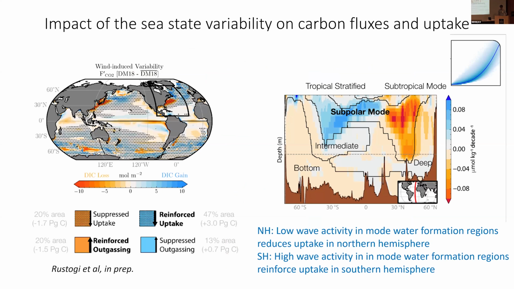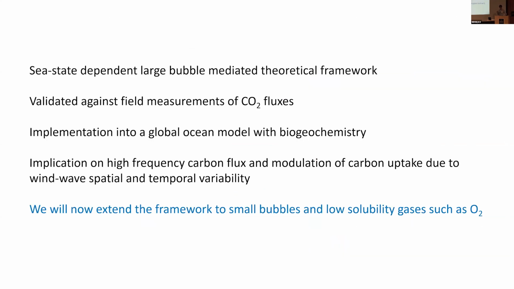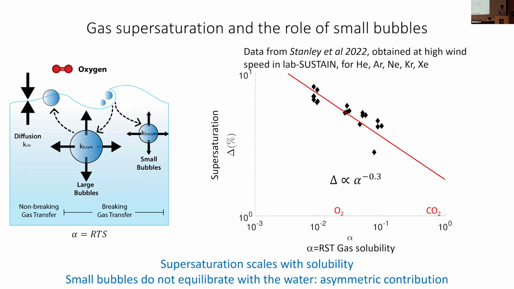Okay. So this is the story for CO2 and the sea state induced variability when we account for these large bubbles. Now I would like to extend this framework to low solubility gases such as oxygen. The way I'm going to do this is I'm going to use the data that Rachel published and collected through lab experiments in SUSTAIN. SUSTAIN is a high wind speed facility in Miami. They performed experiments where they ran the wind at a very high value, basically creating a flow that's completely saturated in bubbles. And so I'm going to attribute this whole supersaturation to the fact that bubbles dissolve in the water.